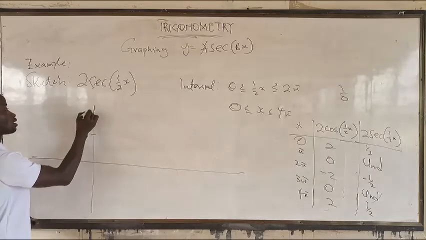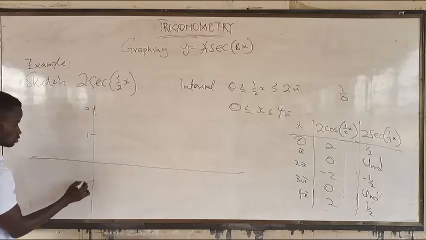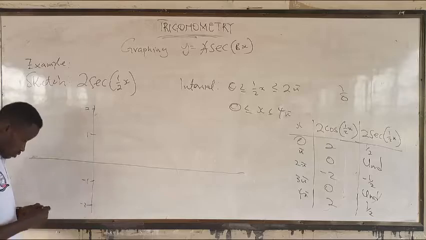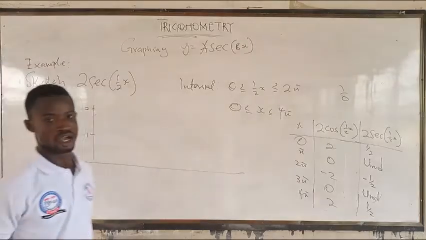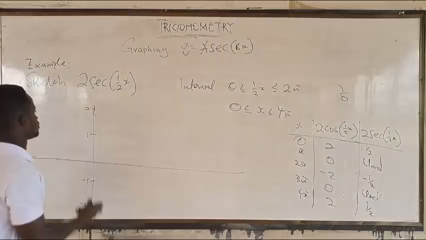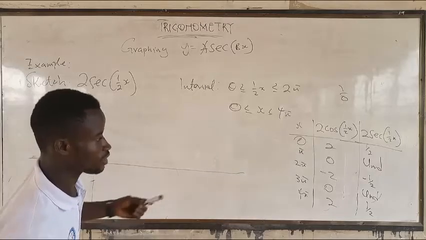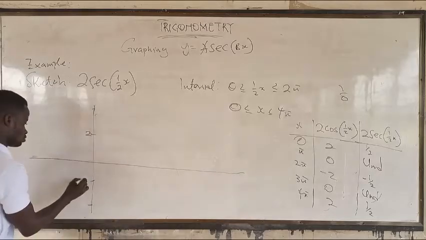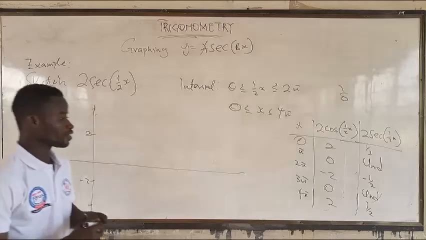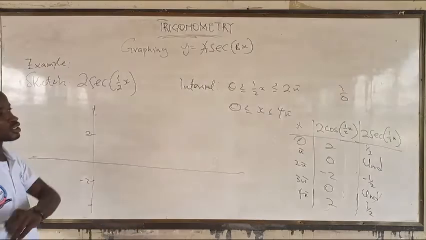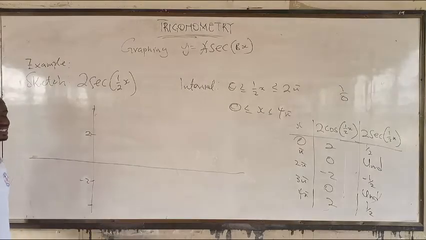So we have 1, 2. Our graph will be too small. Let's leave it here, because the main order we have is 2. Very good. So let's focus on sketching for cos. That is the guide.